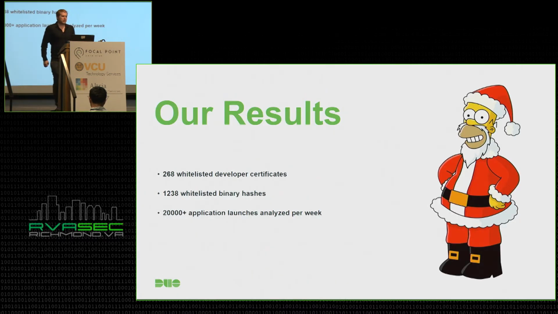So some of our results with this, we've whitelisted over 200 developer certificates, over 1,000 binary hashes individually for things that weren't signed, and we look at over 20,000 application launches per week across our fleet. We deployed this all in 4 months. None of us lost our jobs. It freed up analysts and engineering resources to work on more interesting things. We have like a quick automated turnaround now from detection to remediation. So if we detect something bad is on someone's machine, we can push down malware bytes, clean that off of there pretty quickly.